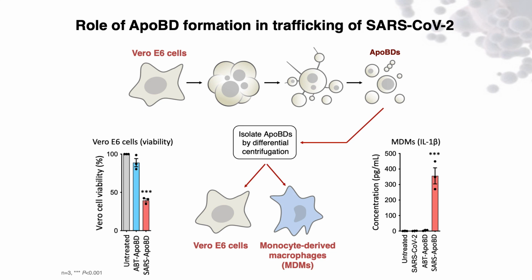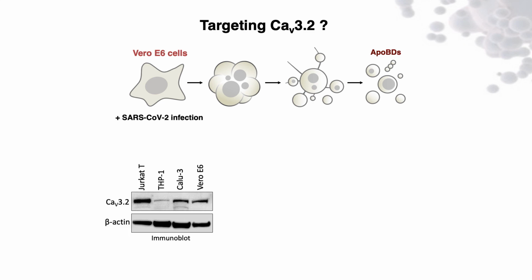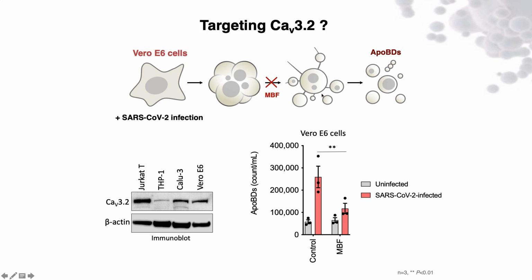So therefore, we ask the next question: what happens when we actually block this process? I guess no surprise, we decided to target Cav3.2. In Vero cells, they do also express the calcium channel that I mentioned before, Cav3.2. In the presence of mibefradil, it can also block the formation of apoptotic bodies generated by SARS-infected cells. I just want to mention here that mibefradil does not affect how SARS infects the cells or the ability of the cells to die. It's just the apoptotic body formation step.